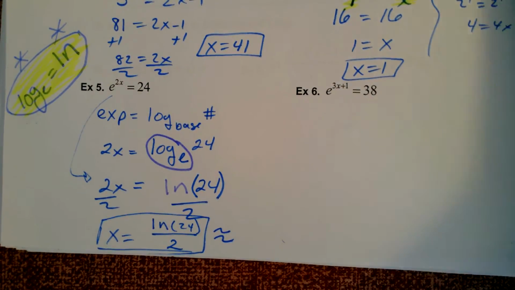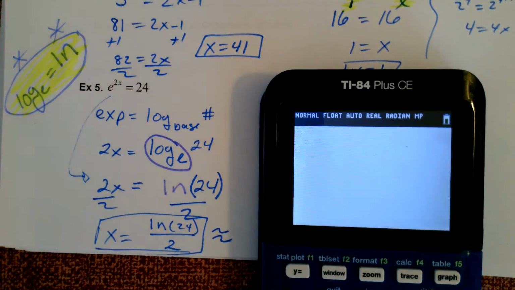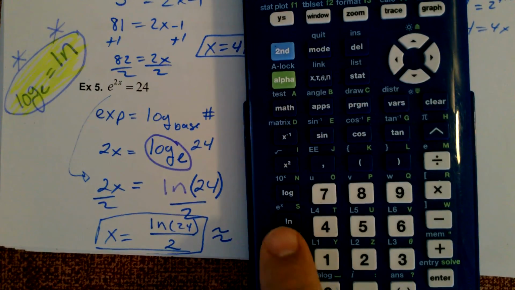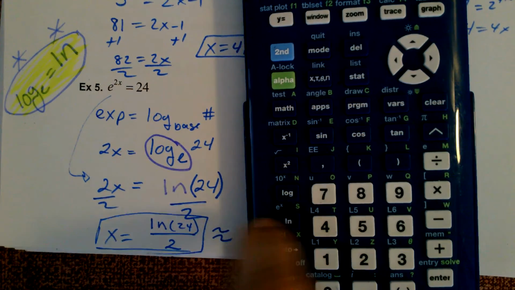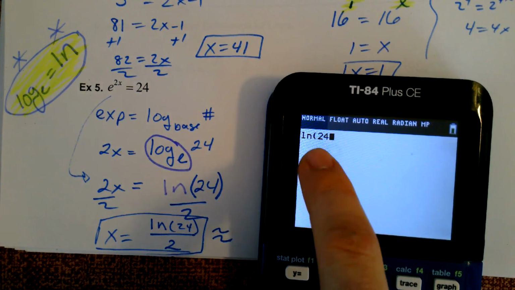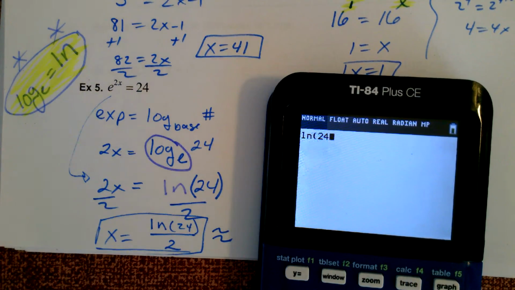This is where I would recommend everybody try this out. Grab your TI-83 or 84. I'm going to go down to natural log, right here next to the 4, and press natural log. And then I have 24. Now, when you press log or natural log, it opens up a parenthesis, and you need to close that parenthesis.